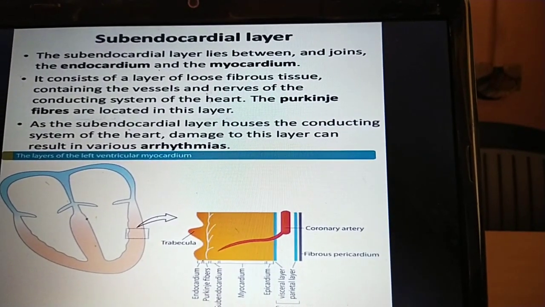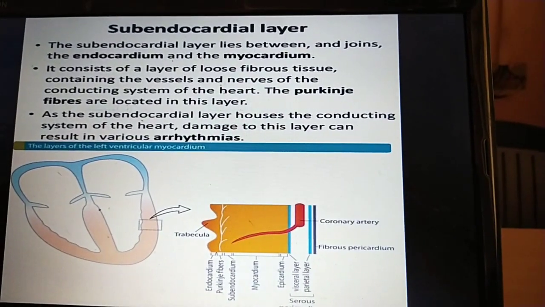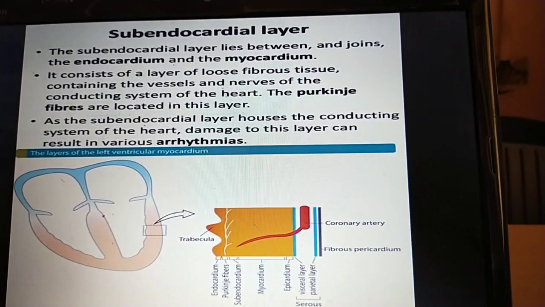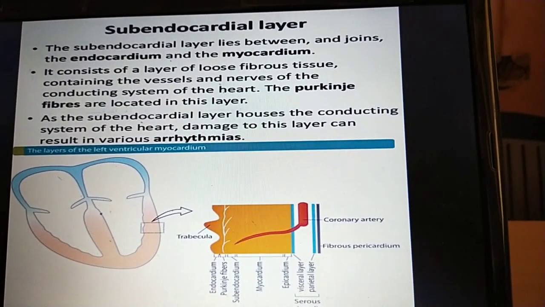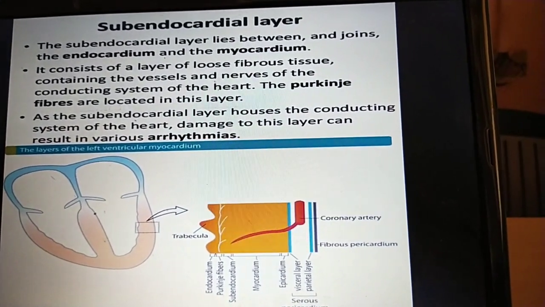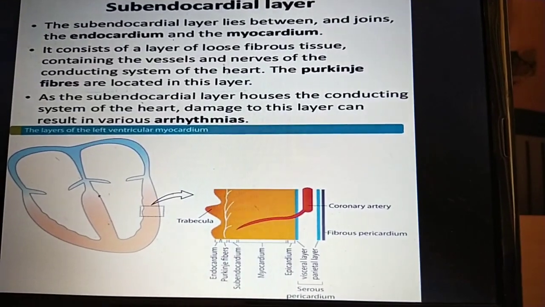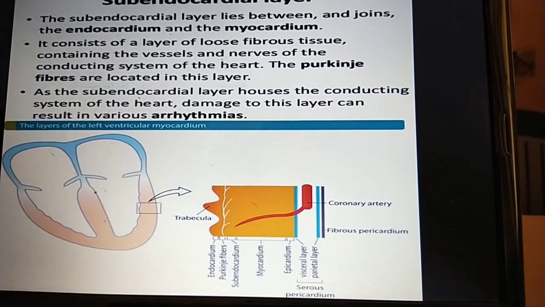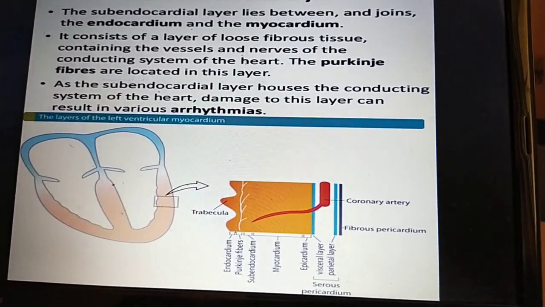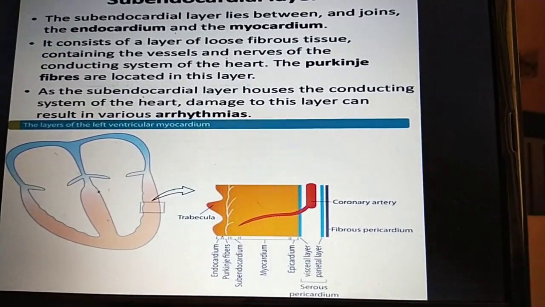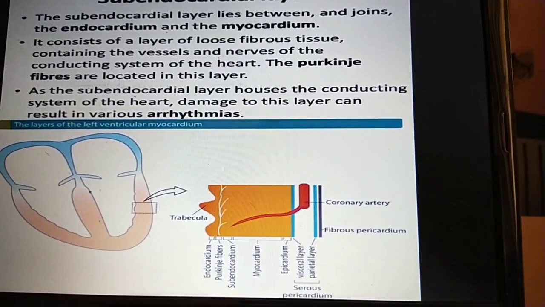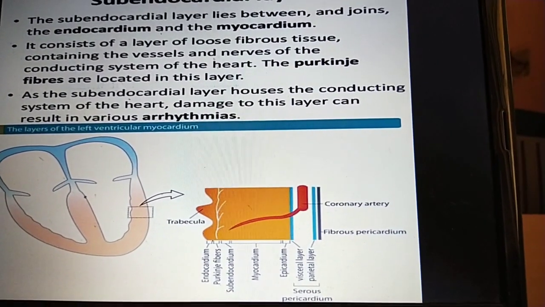The subendocardial layer lies between and joins the endocardium and the myocardium. It consists of a layer of loose fibrous tissue containing the vessels and nerves of the conducting system of the heart. In that, mainly Purkinje fibers of the muscles of the heart are located in this layer.